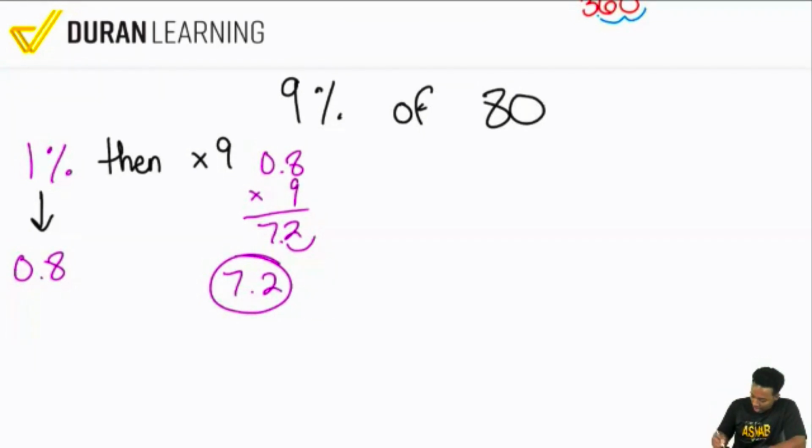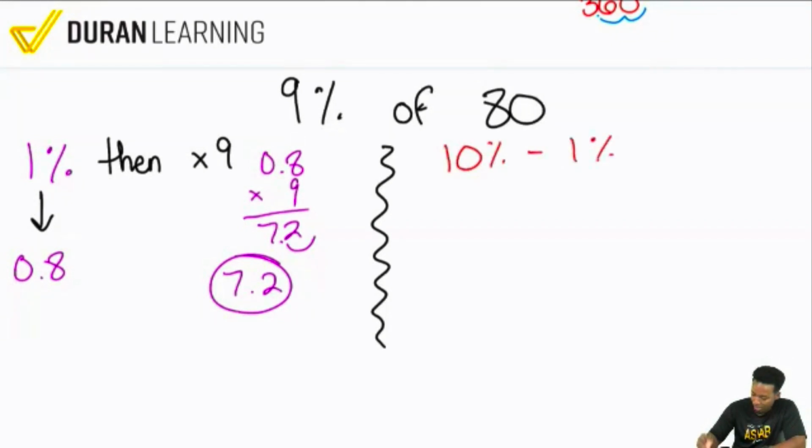Everybody, is 9% not the same thing as 10% minus 1%? Isn't 9% 10% minus 1%? Is that not true? Could I do it that way if I wanted to? You absolutely can. 9% is just 1% less than 10. I think we can agree with that, right? 9% is just 10 minus 1. Cool. Let's explore the idea.